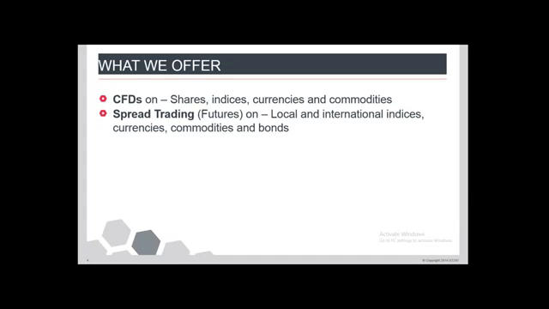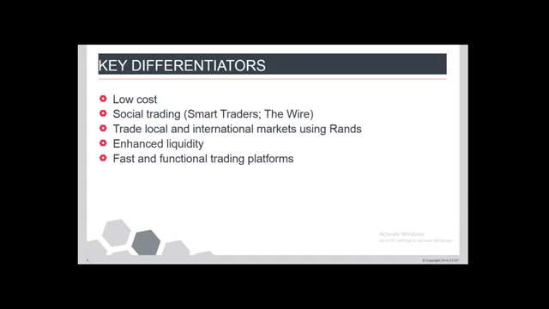We provide this entry into local and international markets in two different ways: on our CFD platform and on our spread trading platform, and the spread trading platform rather than the CFD platform is the focus of today. On your spread trading platform, you have the opportunity to trade international and local indices, currencies, commodities, and bonds.